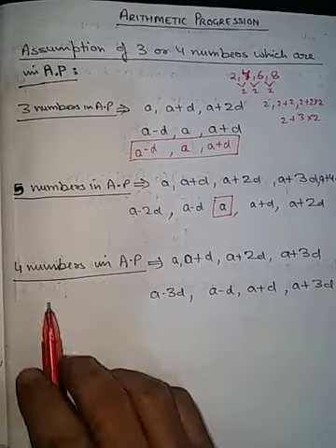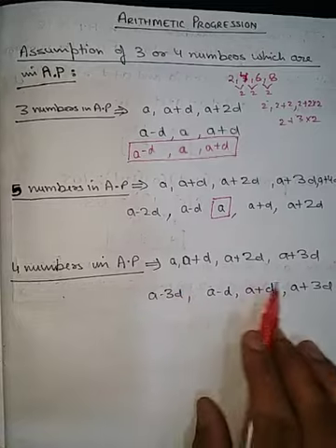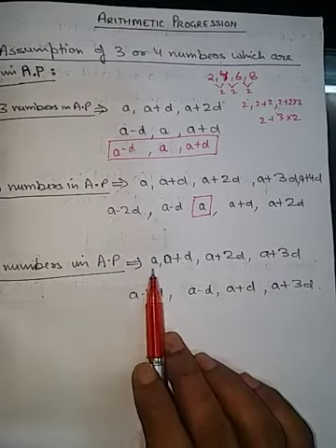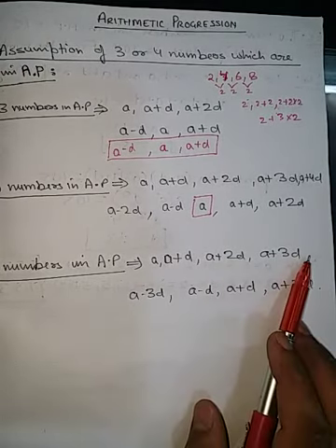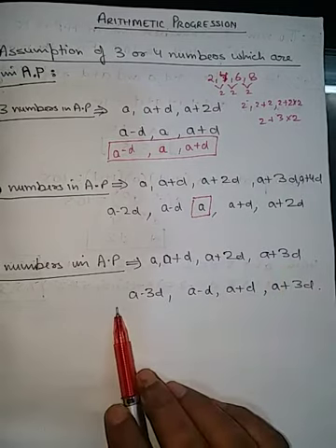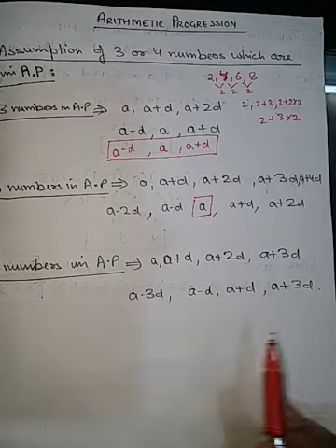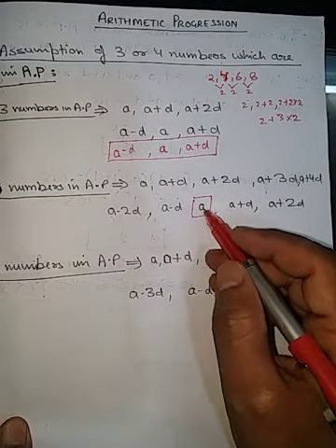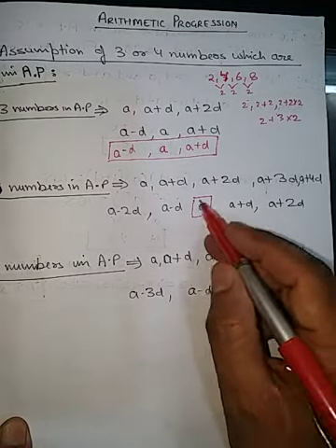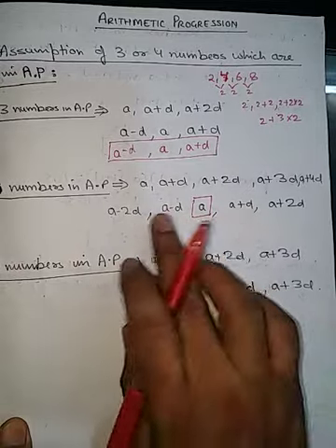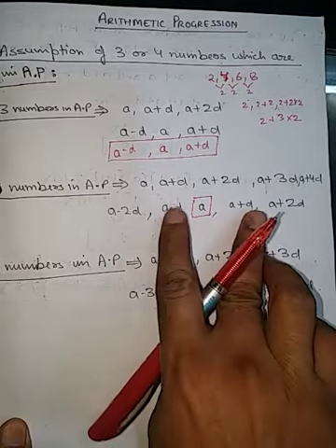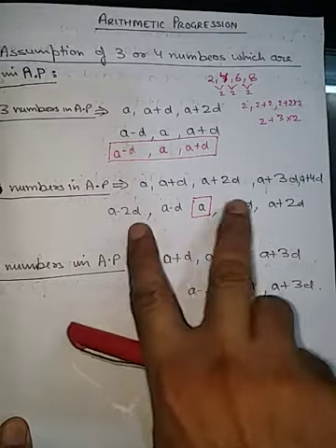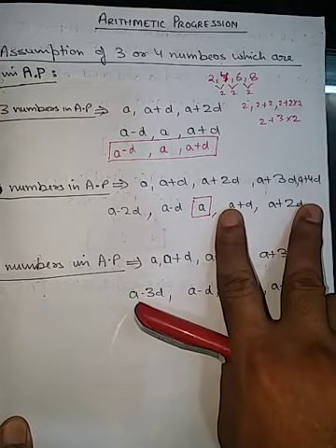Now, when four numbers are in there, the situation will be slightly different. A, A plus D, A plus 2D, A plus 3D will be common. But if we want to assume it like this, in that case, we don't have to take the middle number to be A. Because in this case, the middle number will be one, again two numbers will come, again two numbers will come. So this will always be an odd number.